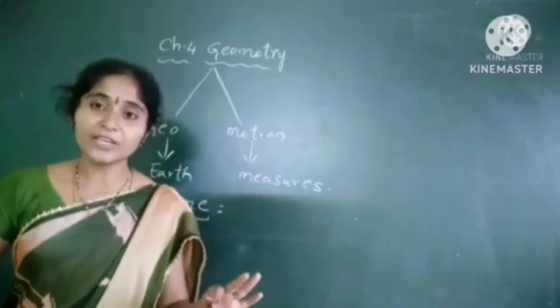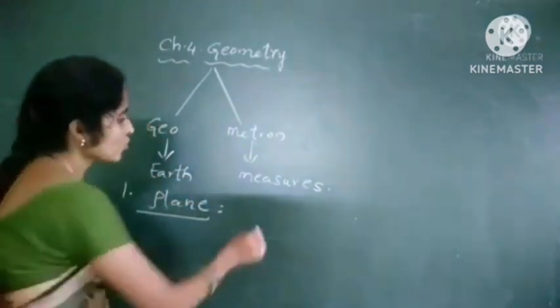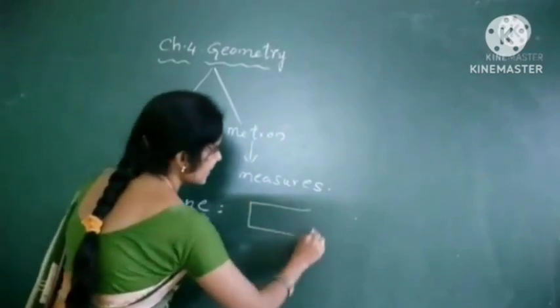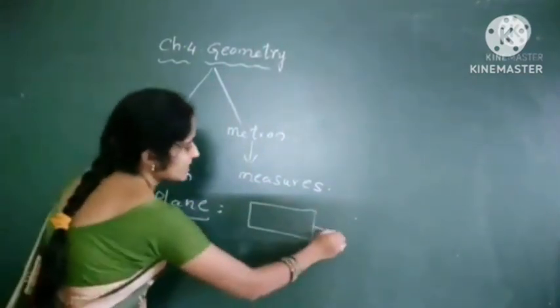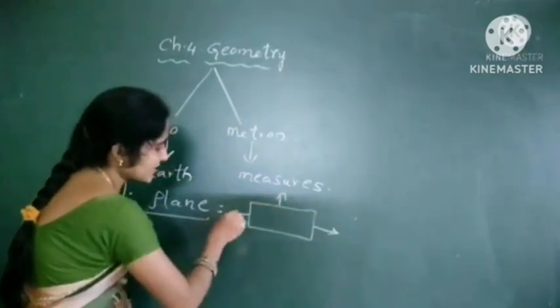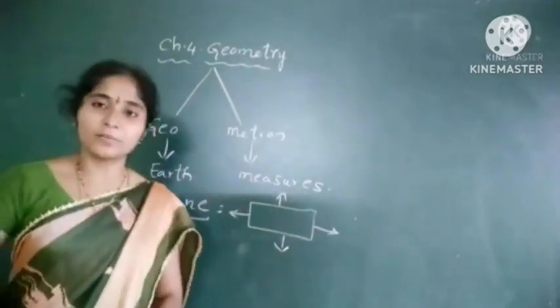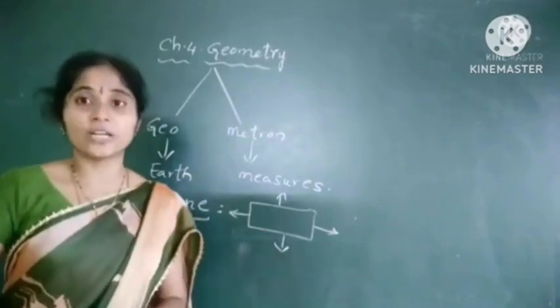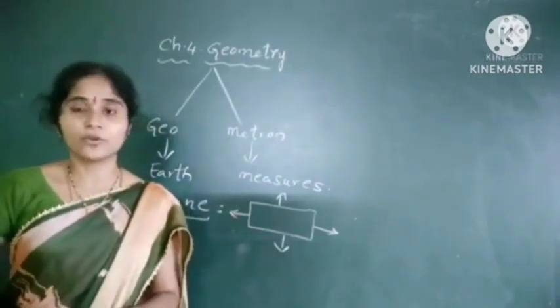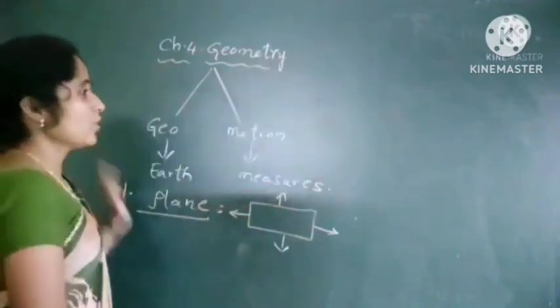A flat surface which can extend endlessly in all directions is called a plane. It is a flat surface and a 2D shape. It can extend endlessly in all directions, then it is said to be a plane. So our board is also an example of a plane, and the surface of your table and your plate are all examples of a plane.